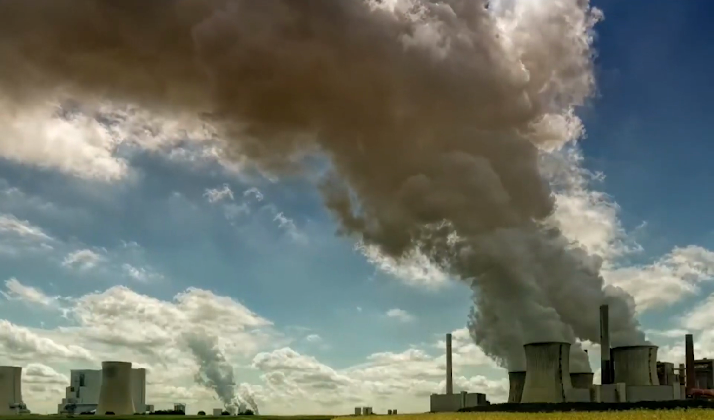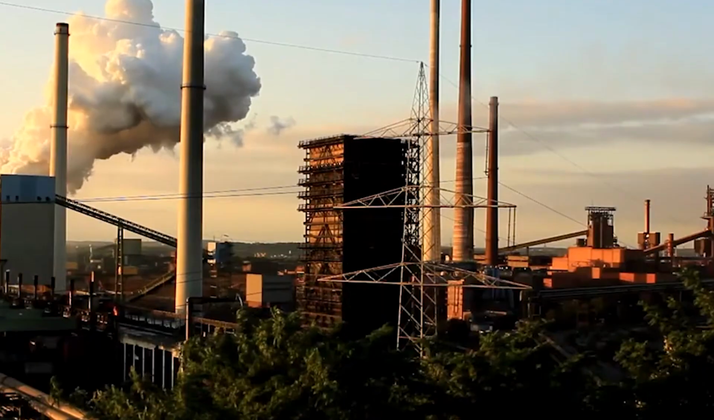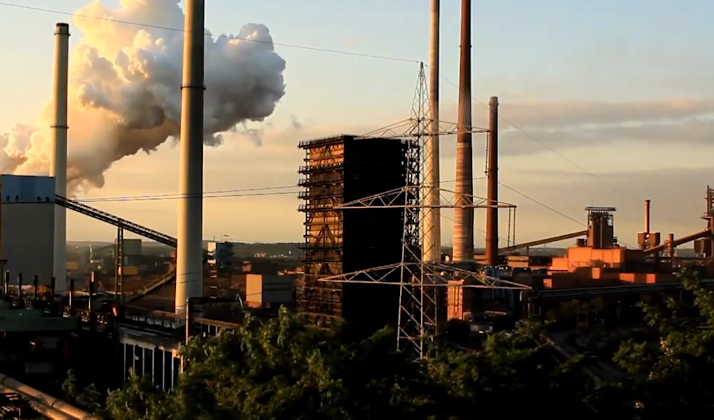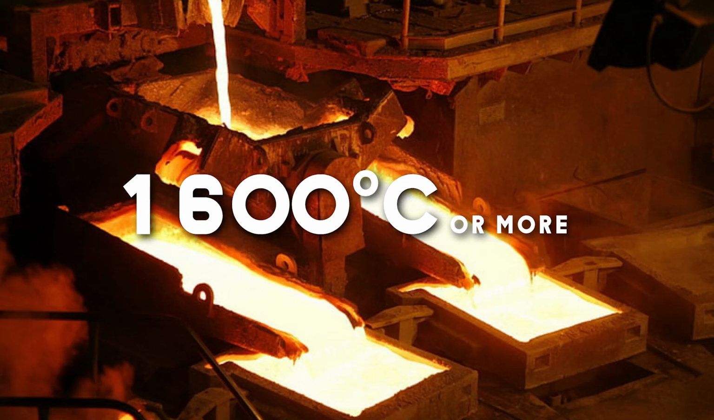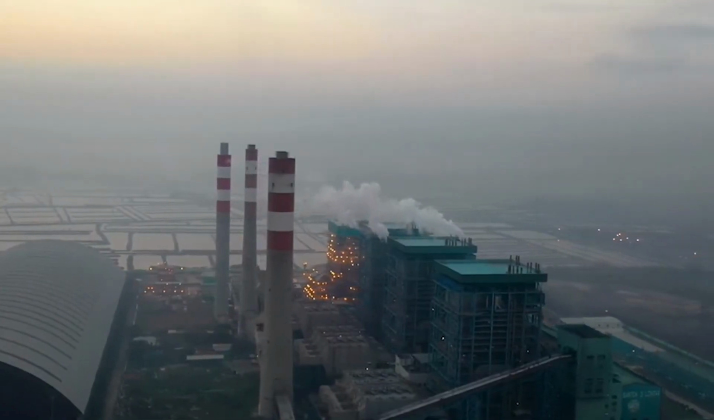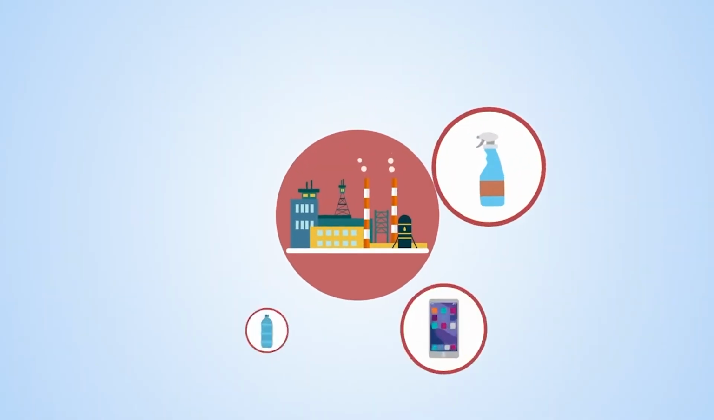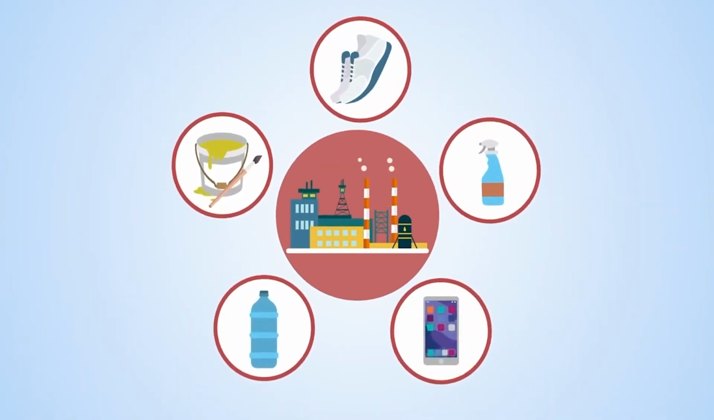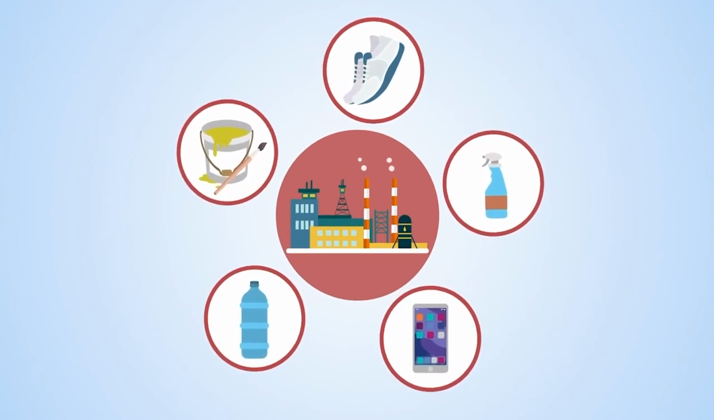Number 2, industrial processes. This sector is one of the hardest to decarbonize because steel, cement and chemical production may require temperatures of 1600 degrees Celsius or more, which are easily produced by fossil fuel combustion but difficult to achieve through electrification. To truly decarbonize this industry, production processes will need to be completely redesigned, which requires huge investments.